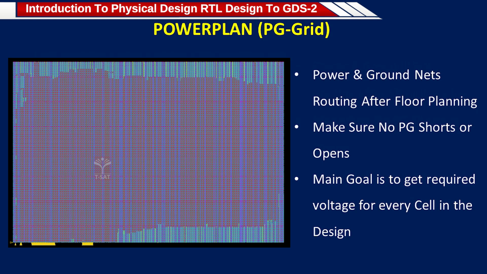Okay. So, every cell must get the power. If any cell is not getting the power, that is an issue. That is called open. Similarly, we should not get any shorts. Such kinds of checks we need to do after completion of your power planning.